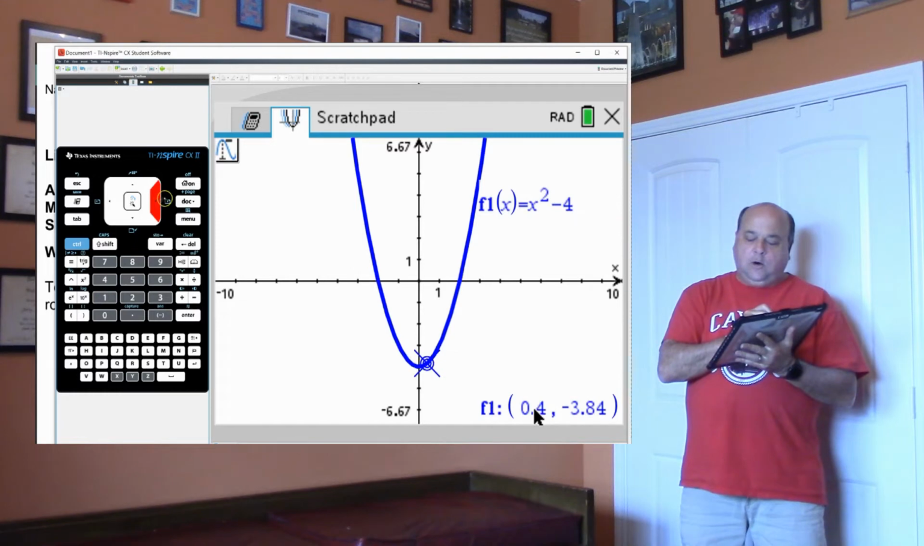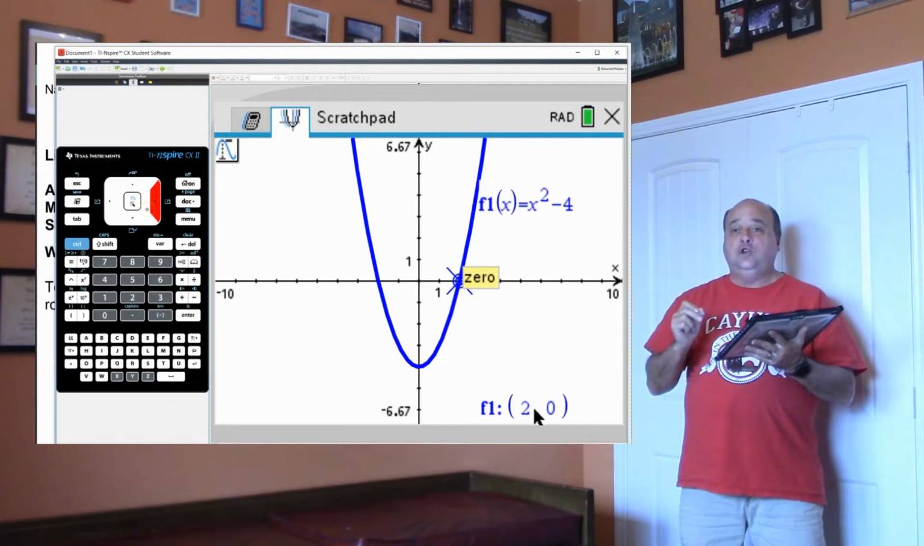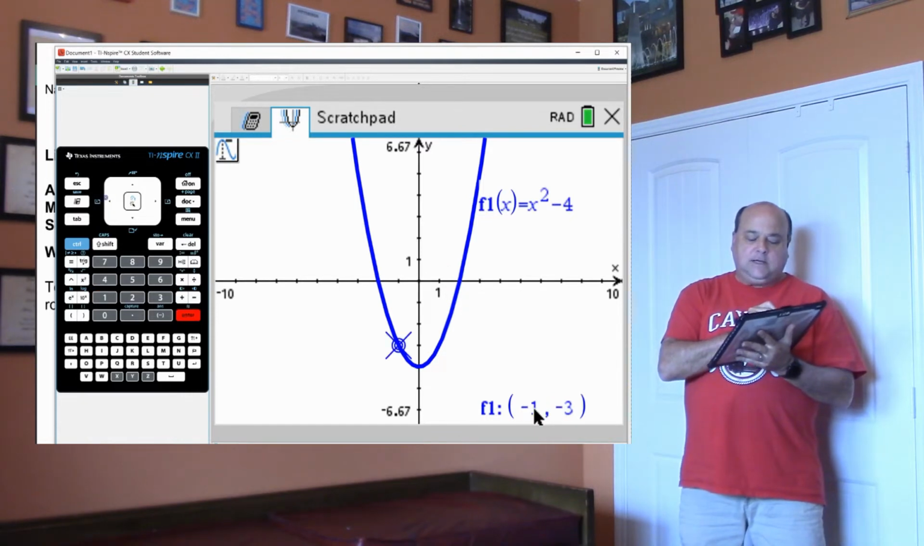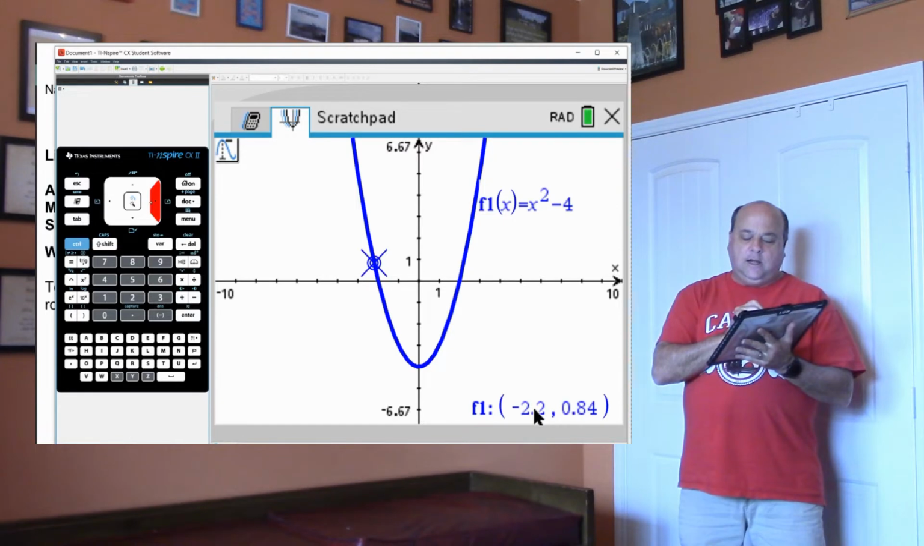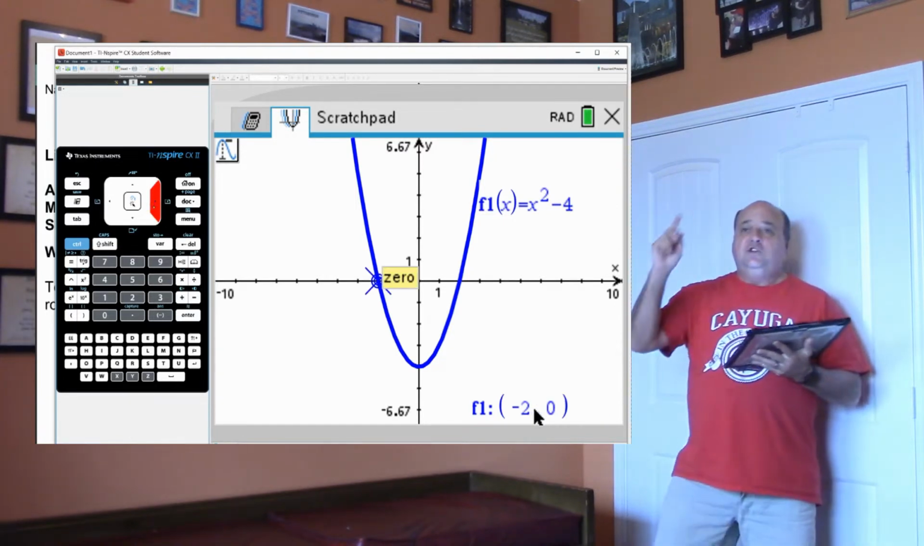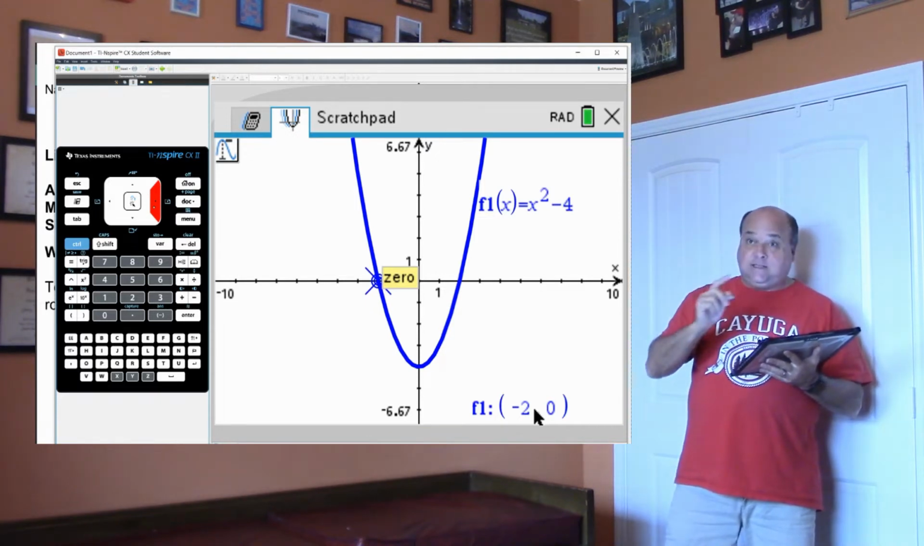I'm going to hit the right arrow button until I get to the right zero. And it's right there at 2, right? Now I'm going to type in -1, hit enter, then hit the left arrow button. And right there, it's at -2. So at -2 and +2, my parabola crosses the x-axis.